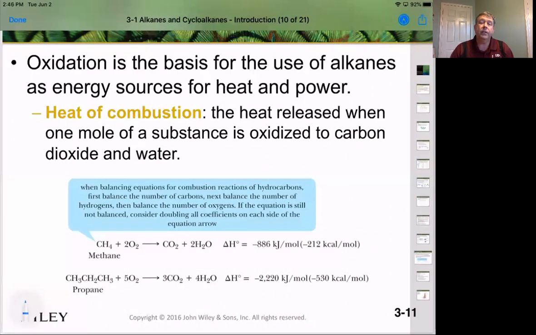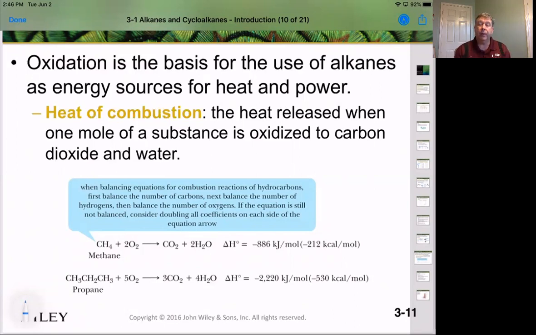We can think about the stability of a compound, or the amount of energy in that compound, by measuring the heat released when we burn something. This is called the heat of combustion. This heat of combustion gives us some idea about the total energy stored in that molecule. So if we burn methane, we only get about 886 kilojoules per mole.